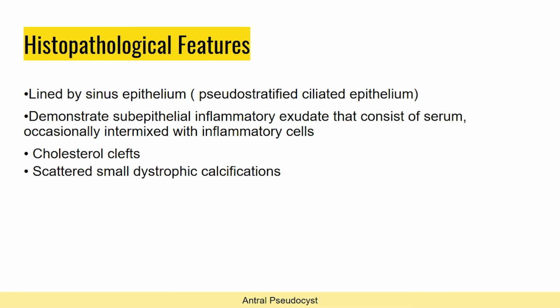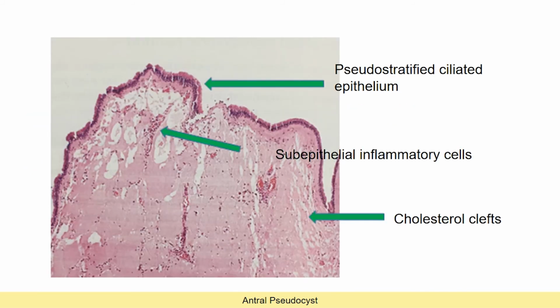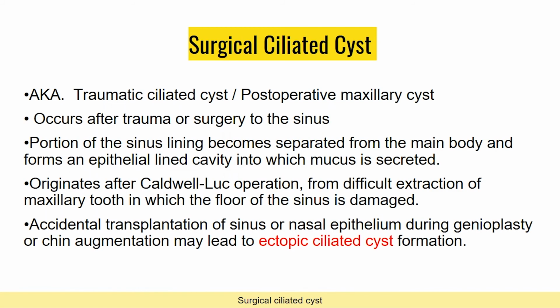Histopathological features of antral pseudocyst: it is lined by sinus epithelium, which is pseudostratified ciliated epithelium. It demonstrates subepithelial inflammatory exudate that consists of serum occasionally intermixed with inflammatory cells. It also shows cholesterol clefts and scattered small dystrophic calcifications. So from the histopathology pictures above, it shows pseudostratified ciliated epithelium as the epithelial lining, the subepithelial layer shows inflammatory cells, and in the right corner you can see some cholesterol.